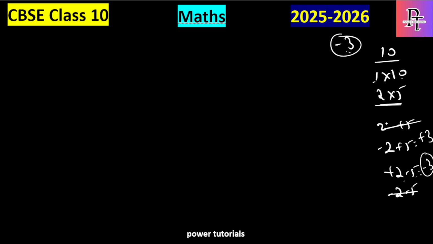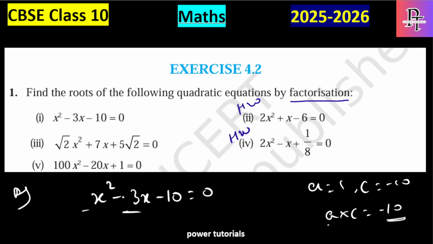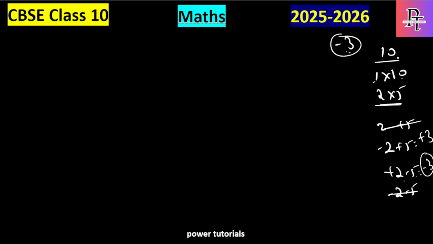Repeating the step again, we need to get minus 3 as the middle value. So we need to understand how to get minus 3 using the factors of a into c. a into c I got as minus 10. What are the factors of 10? 1 into 10 and 2 into 5. But we want minus 3 as the addition, subtraction, or combination of both.